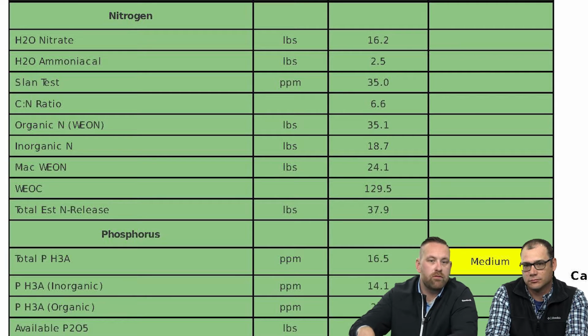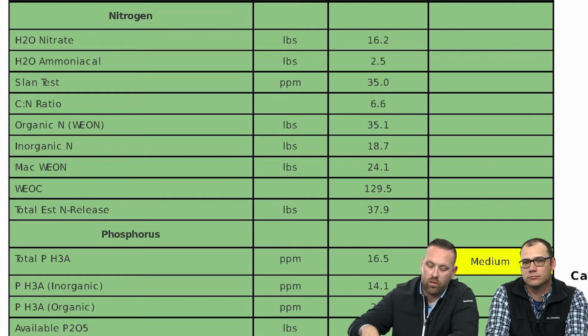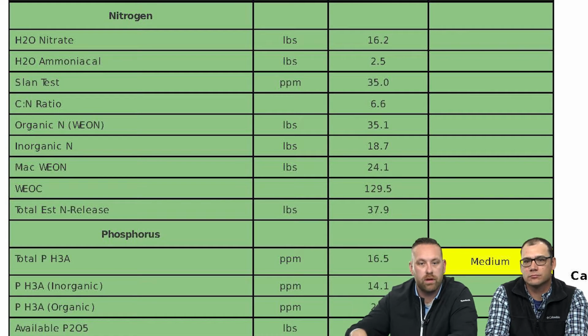It's a very, very, very efficient form of nitrogen. So the higher that number on your SLAN, what that is telling you is how efficient your soil is at creating or releasing biological nitrogen.